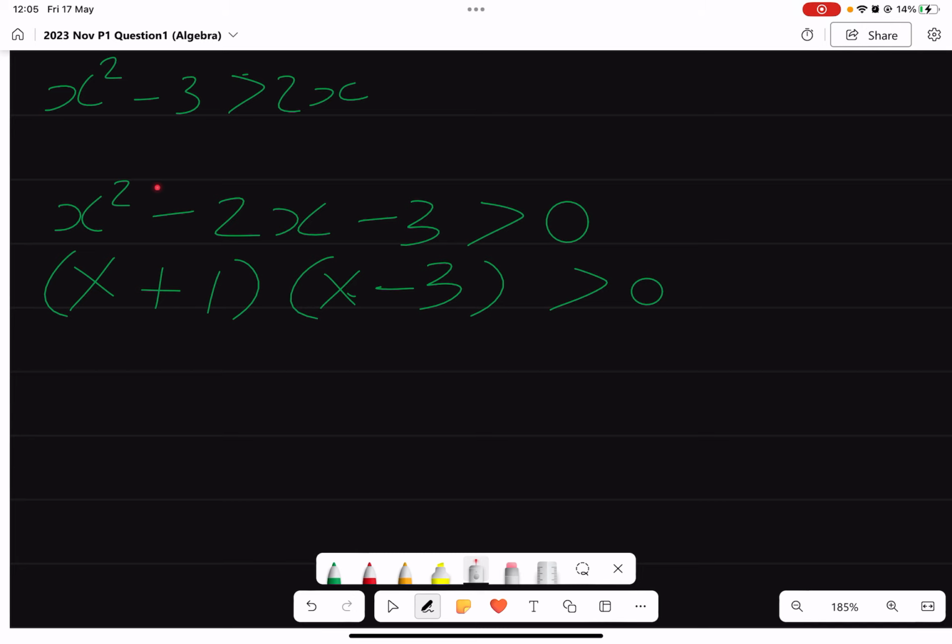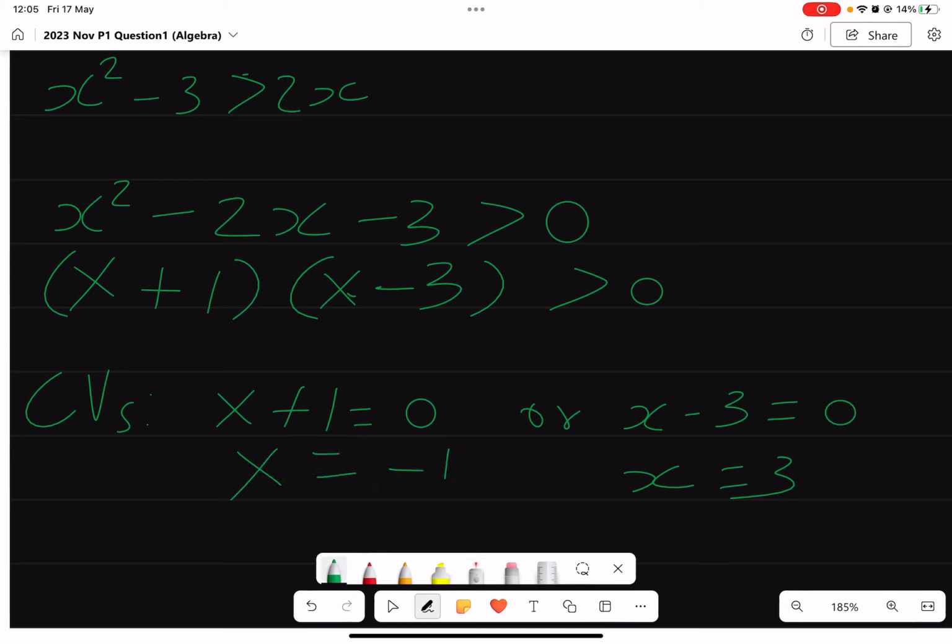Right? And then now we can do this. CVs for critical values. You can see that it's going to be x plus 1 equals 0, or x minus 3 equals 0. Then x equals 3. That is the first answer, because I just moved the minus 3 to the other side. I also need to move the positive 1 to the other side. That will give me x equals minus 1. Those are my critical values.